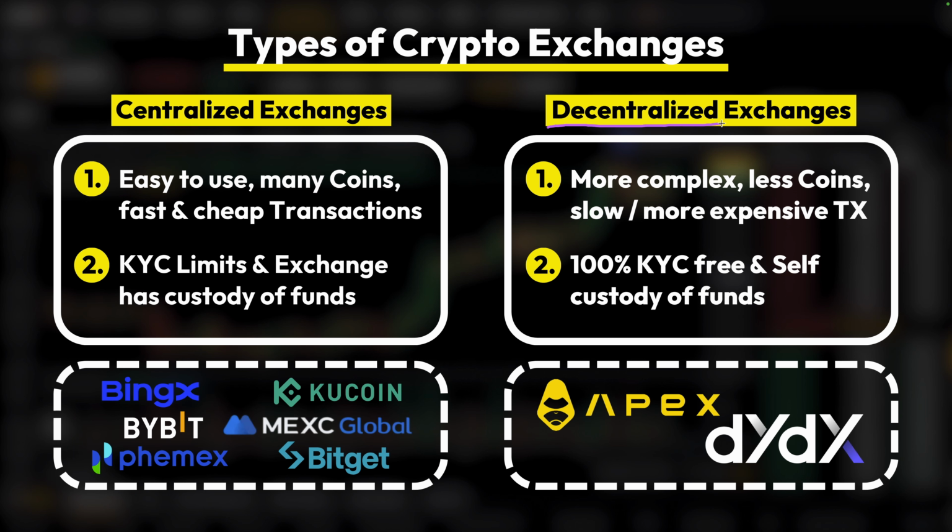at so-called decentralized exchanges. They are typically more complex, offer fewer coins, and have slower and more expensive transactions. But on the other hand, they are 100% KYC free, so you can use them completely anonymously and don't have to provide any personal information, and you have your own custody of your funds, so you do not need to trust the platform to keep your funds safe. The two biggest examples of this type of exchange are Apex Pro and DYDX.